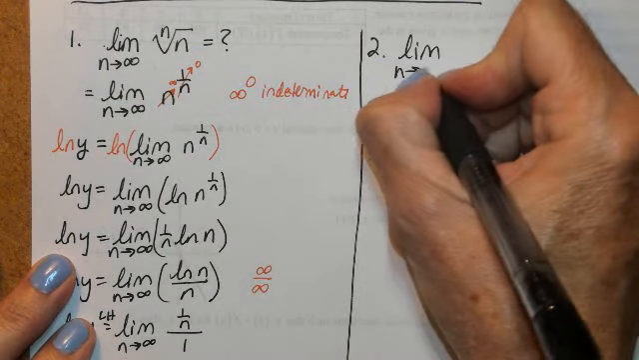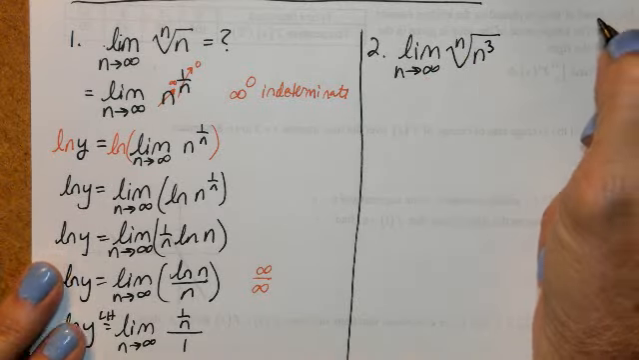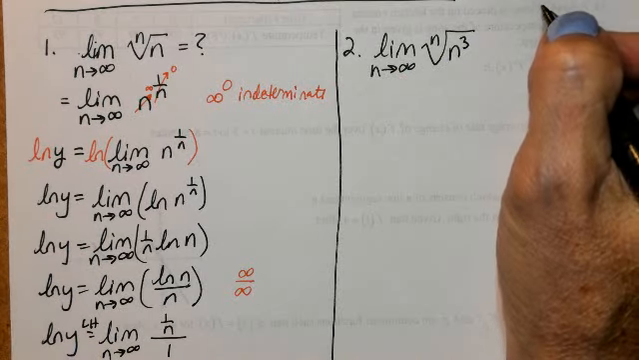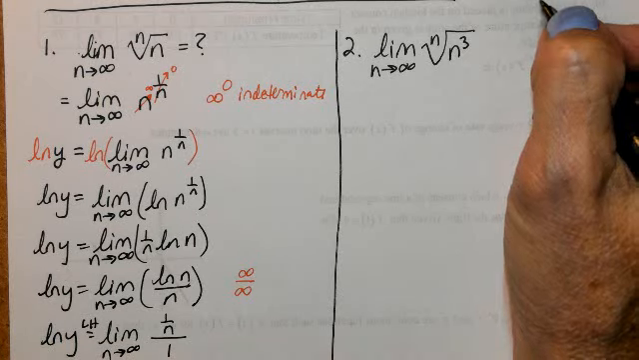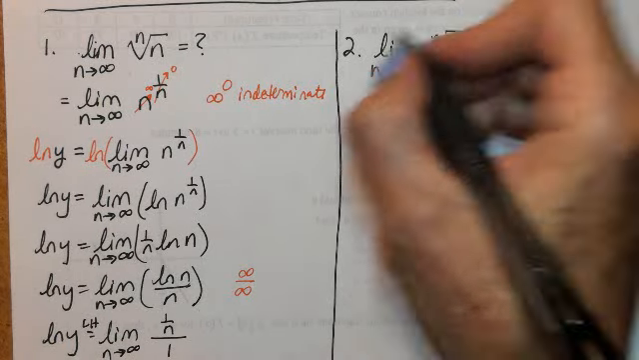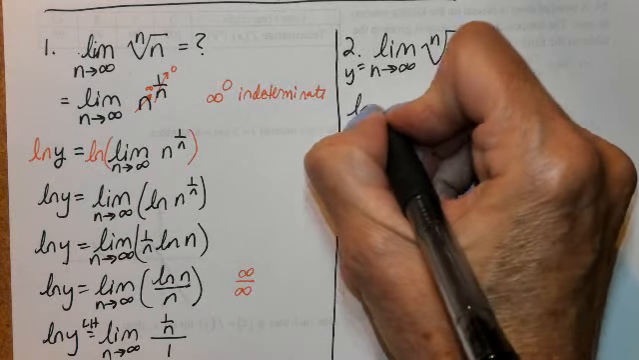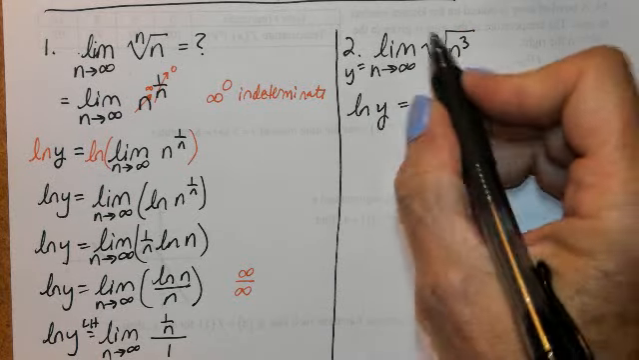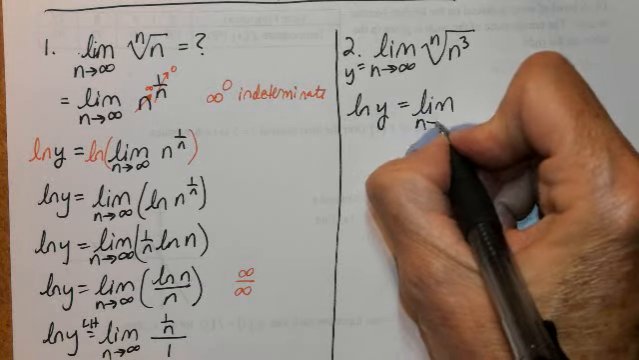the limit as n goes to infinity of the nth root of n cubed. Let's see what that is. Is it still 1? Let's find out. We're going to let y equal that, and take the natural log of both sides. When I take the natural log of this side, I'm going to go ahead and switch the limit with the natural log.